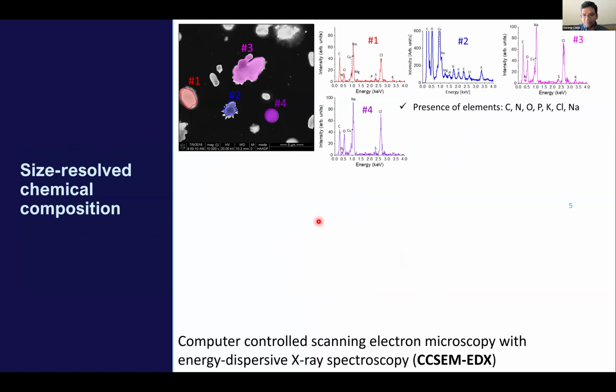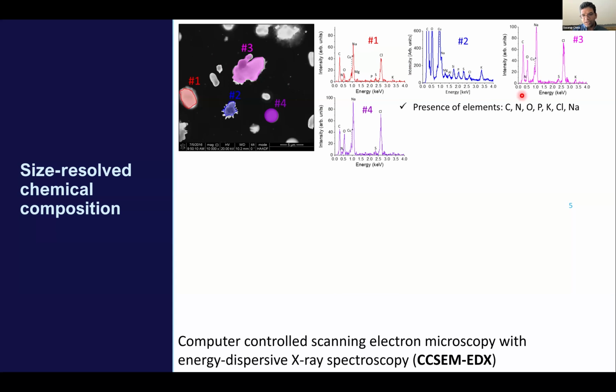So Odeta already gave a very nice introduction to scanning electron microscopy, so that makes my life easier. I don't need to explain how the principle works. Briefly, I'm just saying how we use it for our atmospheric science program. For example, if you look at the individual particles, you can get X-ray spectra for each of these individual particles.